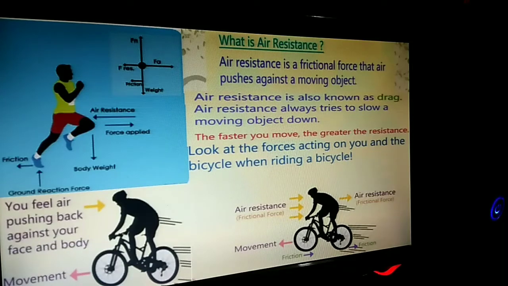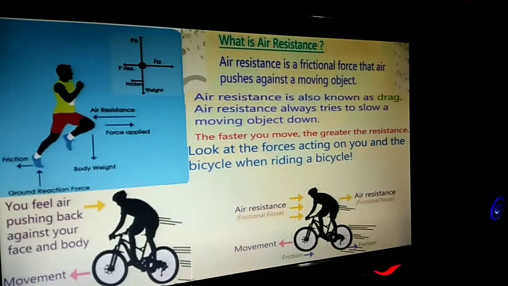Now, what is air resistance? Air resistance is a frictional force that air pushes against on a moving object. Air resistance is also known as drag. Air resistance always tries to slow a moving object. The faster you move, the greater the resistance. See, this can be felt by a rider who rides a bicycle.